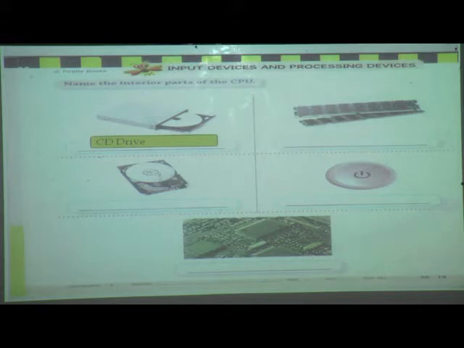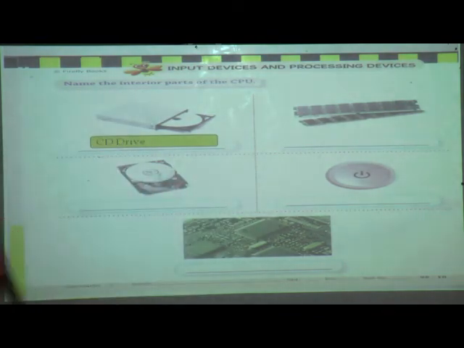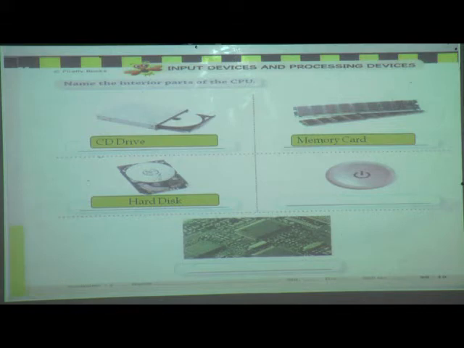D-R-I-V-E, drive. Next one, what is the second picture? Good. Memory card. M-E-M-O-R-Y, memory, C-A-R-D, card. Memory card. What is the third picture? It is hard disk. H-A-R-D, hard, D-I-S-K, disk, hard disk.